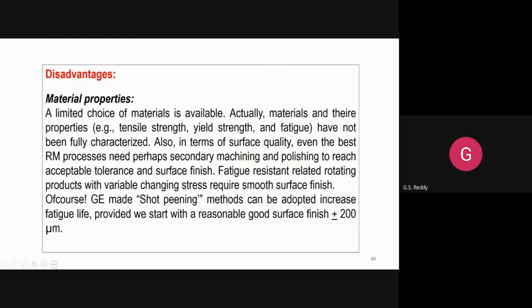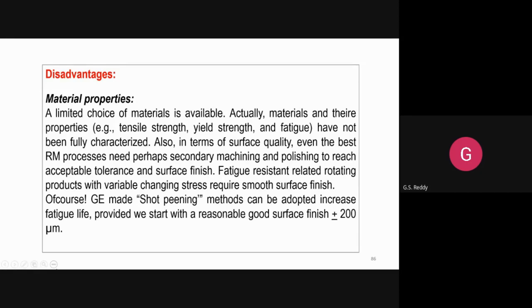The other disadvantage is material properties. A limited choice of material is available. Actually, materials and their properties, for example tensile strength, yield strength and fatigue, have not been fully characterized, and not much research data is coming in the papers. Also, in terms of surface quality, even the best AM processes need perhaps secondary machining and polishing to reach acceptable tolerance and surface finish.